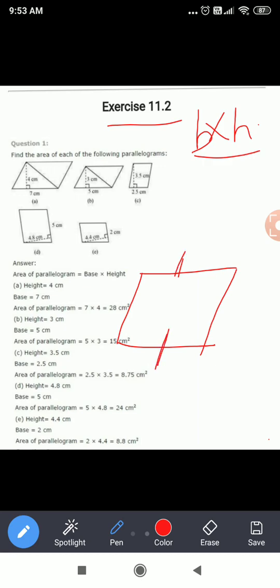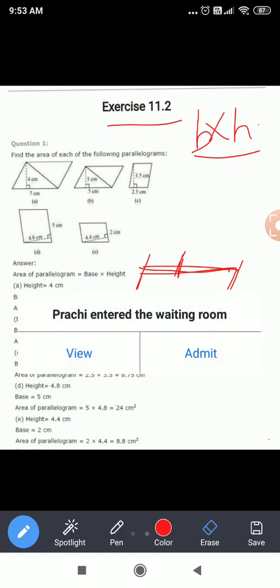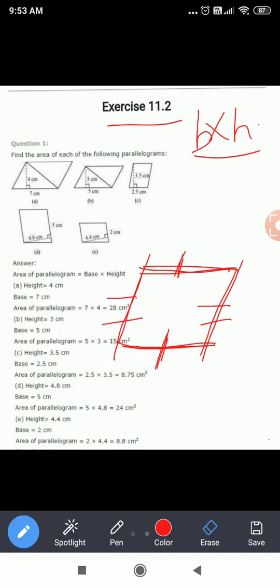These two are opposite sides, so this will be equal to this and these two will be parallel. Similarly, this will be equal to this and these two will be parallel. This is the parallelogram. Now, the side on which we have drawn a perpendicular. Let's say I am drawing a perpendicular on this side.